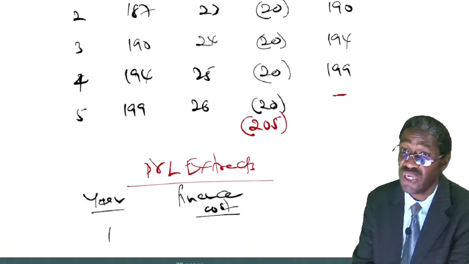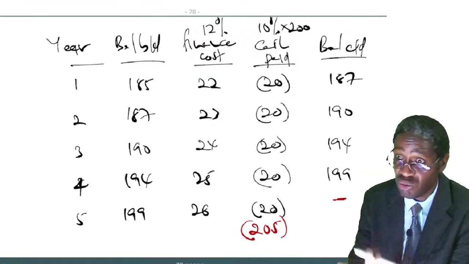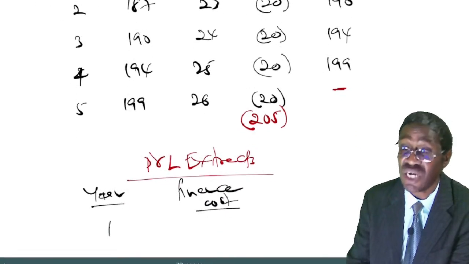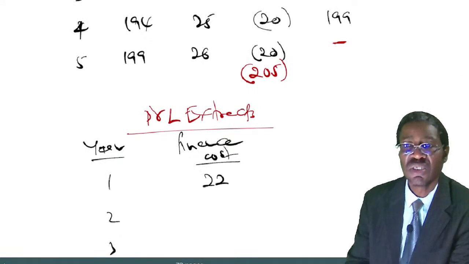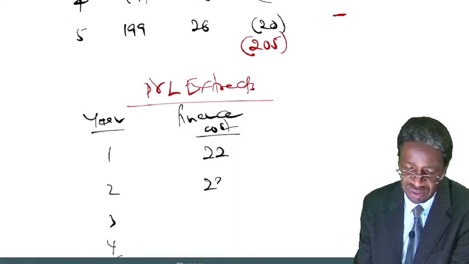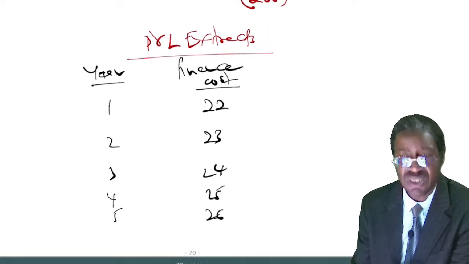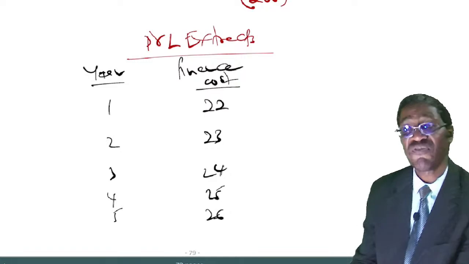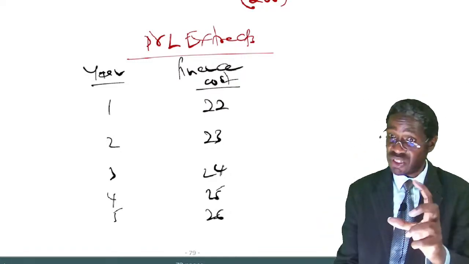Of course, we saw in year 1, the interest charge was 22. That's what you take to the income statement. That is 22. Second year, what did we charge? 23. Then 24, you remember? That was what we were assuming. 25, and it was 26. That's all how it will affect our income statement.